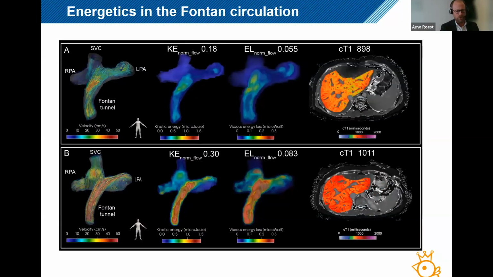So we studied the whole group of 60 Fontan patients, but also did some liver imaging. So the corrected T1 is saying something about the fibrosis or congestion of the liver, and we could correlate the efficiency of the Fontan circulation with the corrected T1 mapping of the liver.